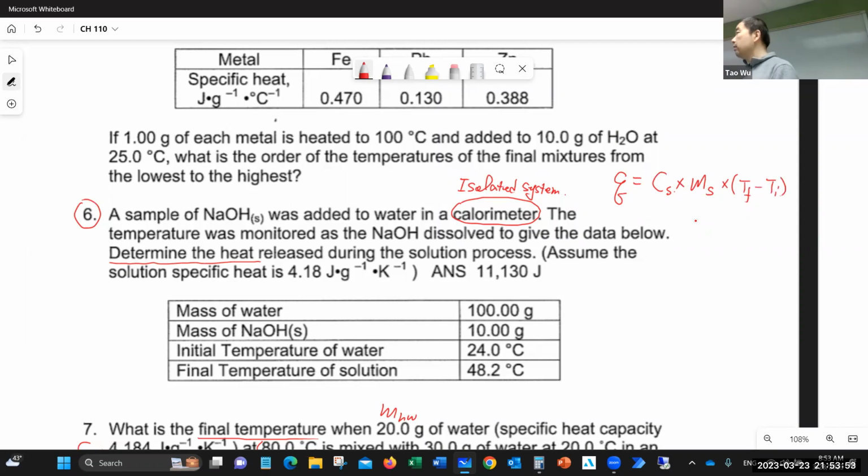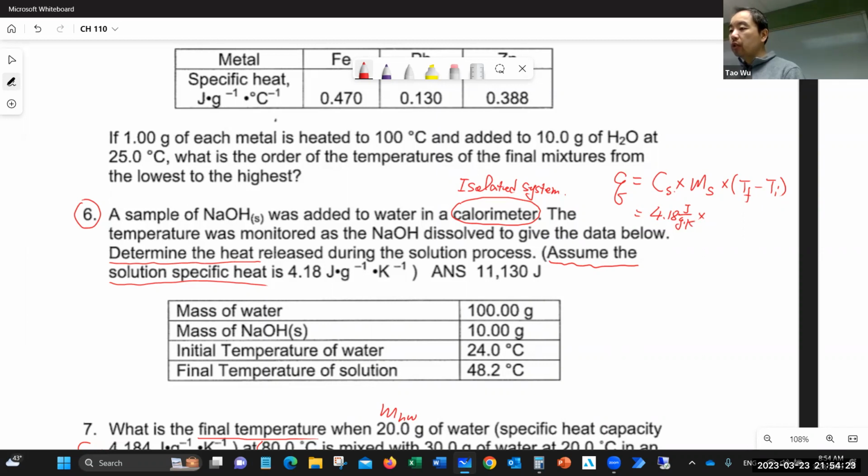Still doing the same thing. As long as we know everything, we should figure out how much heat is released in this process. And then you will know the specific heat of the solution. Here it says, assume the solution specific heat is 4.18 joule per gram per Kelvin. What is the mass of the solution?